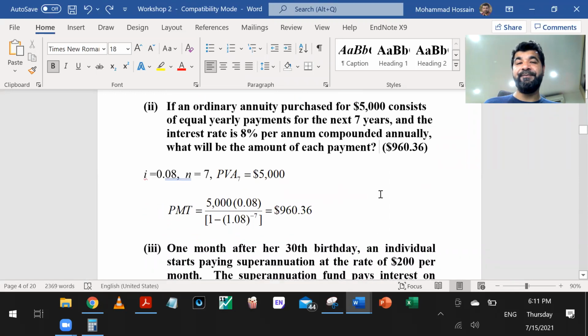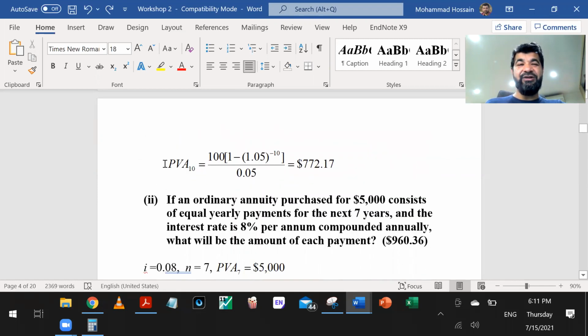Okay. So this says here that an ordinary annuity purchased for 5,000 consists of equal payments. So your present value is $5,000. So this says that I want the present value to be 5,000. What should be my payment if the interest rate is 8% for the next 7 years? They're asking you to calculate the payment. Is it a big deal? No, just change the formula. Just change it here.